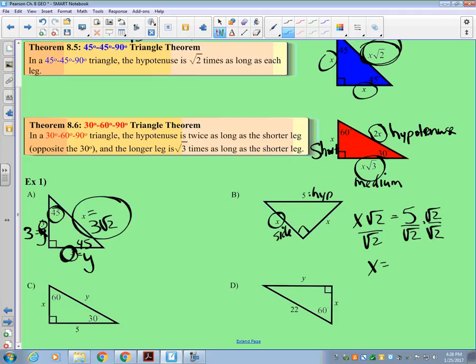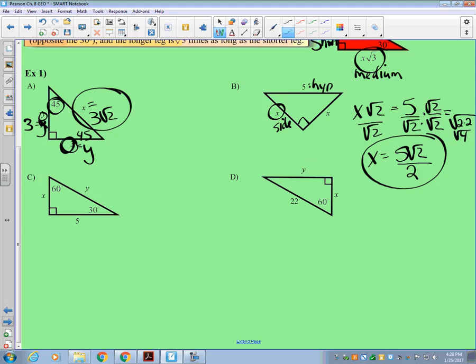So then the top becomes 5 root 2, and the bottom becomes, anytime you multiply a square root by itself, it ends up equaling what is underneath the square root. So this is 5 root 2 over 2. If you want to see why that is so, when I multiply these two, it's like saying square root of 2 times 2. We know 2 times 2 is 4, and the square root of 4 is 2. Believe me. So let's take a look at a couple of 30, 60, 90 triangle examples.